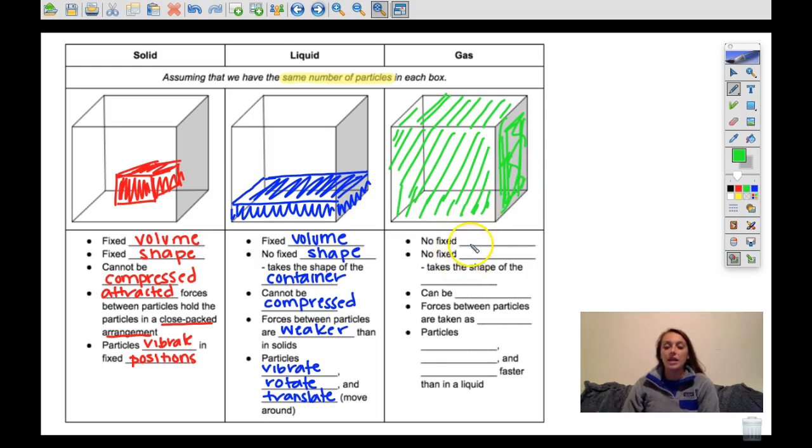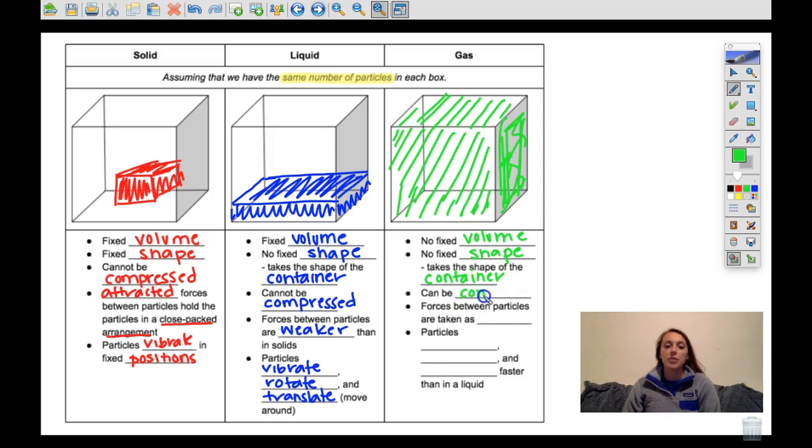So a gas has no fixed volume, and it has no fixed shape, and it takes the shape of its container. So a similarity between a gas and a liquid is that they both take the shape of the container, but the gas does not have a defined volume or amount of space it can take up.